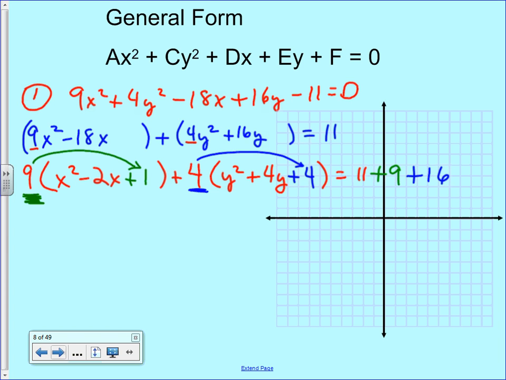So really, we added a 9 to the left in green, and a 9 to the right. We added a 16 to the left in blue, because 4 times 4 is 16, and a 16 to the right. Now, let's complete. We have a 9 out front, and this is x minus 1 quantity squared. 4 out front, and that turns out to be y plus 2 quantity squared. And we need to add everything on the other side. That looks like that adds to be 36.